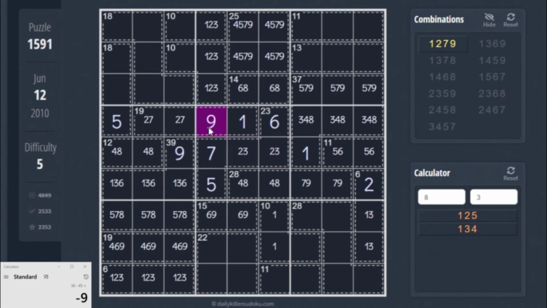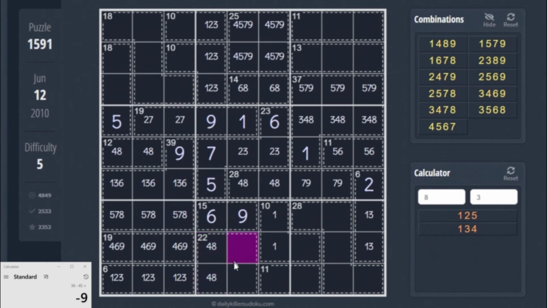What else? We got 9, so we can remove 9. We got 6. Okay. So 1, 2, 3. We can fill the remaining cells here. So we got 1, 2, 3. We don't have 4. We have 5, 6, 7, 8.